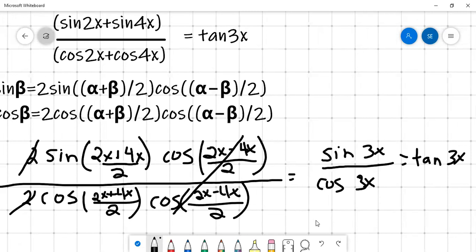Again, it's just identifying which of these sum to product, product to sum rules we want to use and applying them. If you have questions on these formulas or using them, please feel free to reach out to the Academic Support Center. We're here to help.